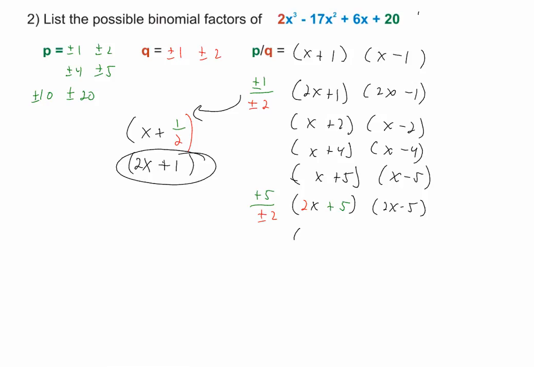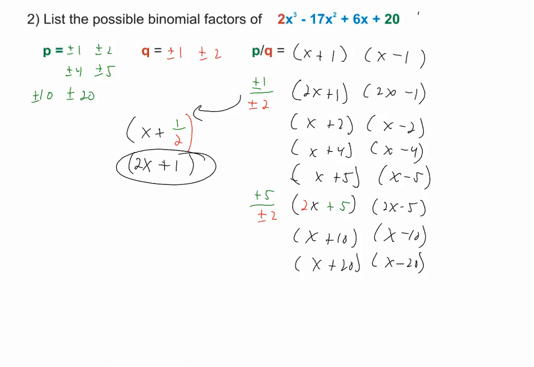Mamma mia. x plus 10, x minus 10. And thankfully, 10 divided by 2 is 5, and we got the 5's. All right, and then finally, x plus 20, x minus 20. And 20 divided by 2 is 10, and we have the 10s. All right, don't turn yet.